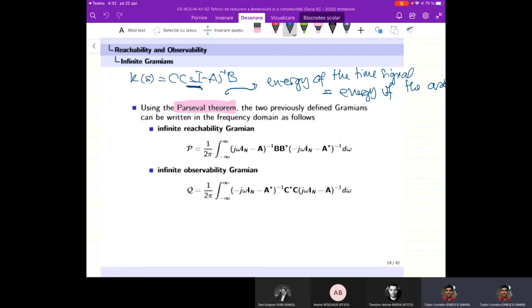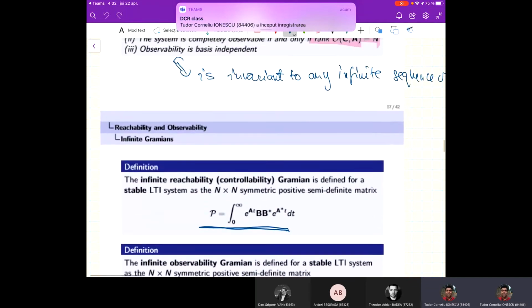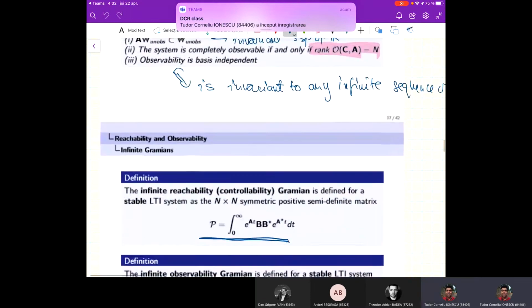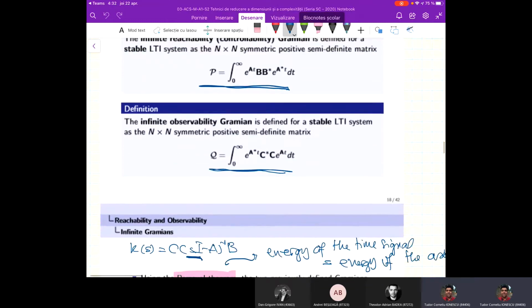We started discussing the ingredients for the so-called balanced truncation of dynamical systems. We were recalling the concepts of reachability and observability, and the reachability and observability gramians in infinite time. They are very useful because they compute specific quantities which are relevant to us.